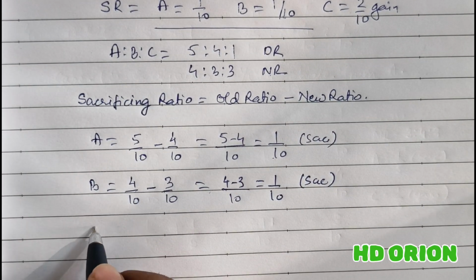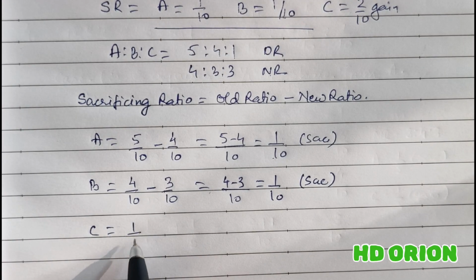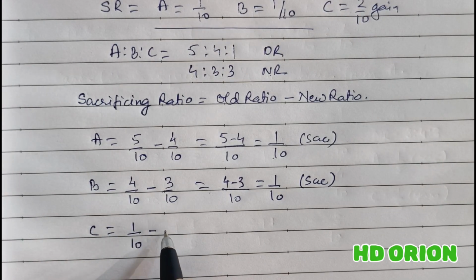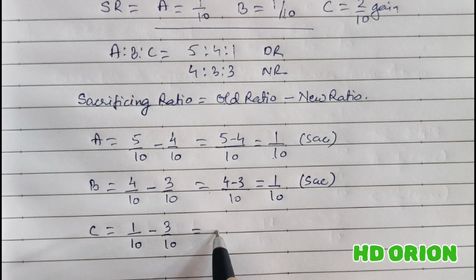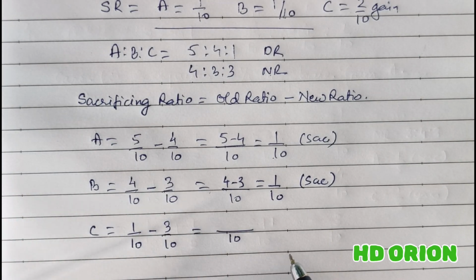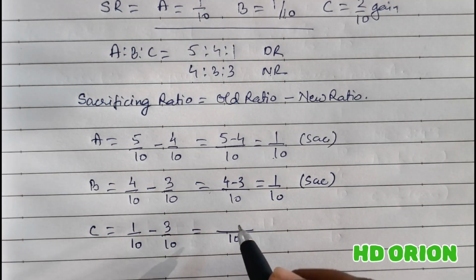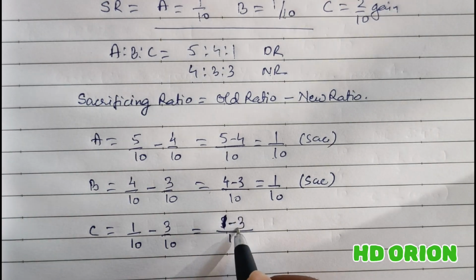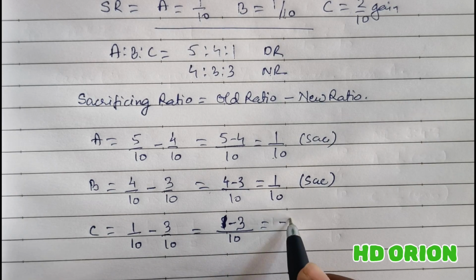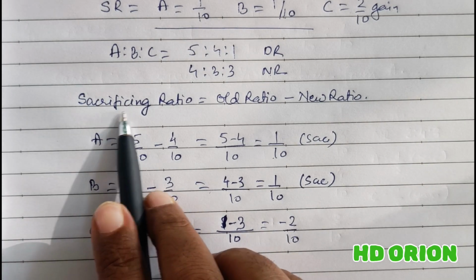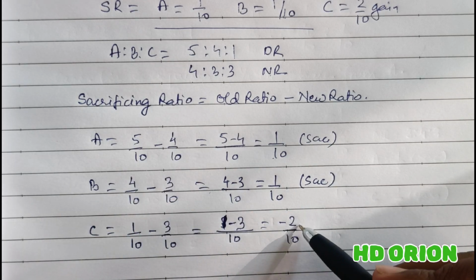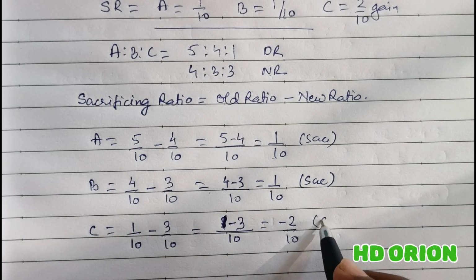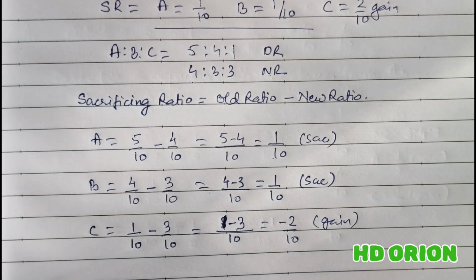Fine. And for C. C was earlier getting 1 by 10, and now C is getting 3 by 10. Here also the denominators are same, so LCM will be 10. And in the numerator you will get 1 minus 3, and the answer is minus 2 by 10. Because we are calculating sacrificing ratio and the answer is coming in negative, it means gain. 2 by 10th portion of the total profit has been gained by C.